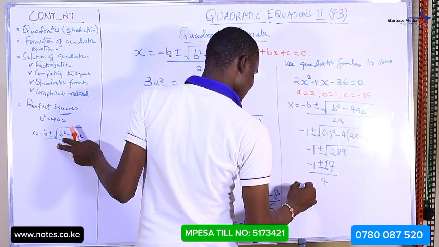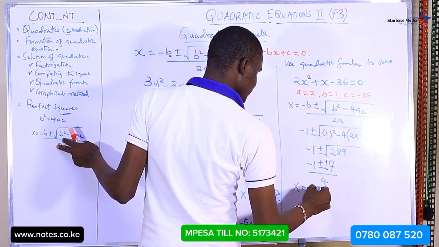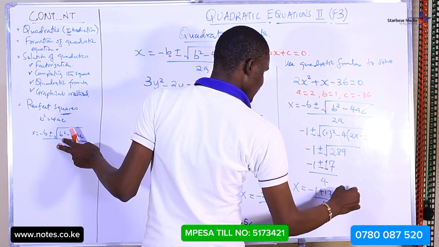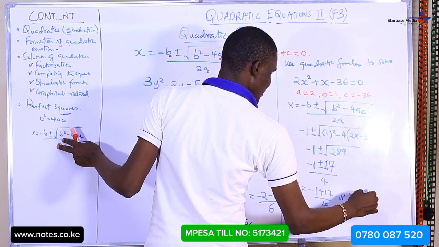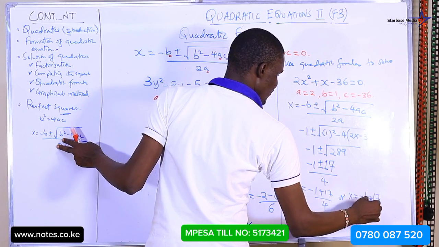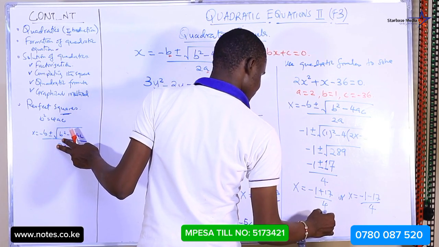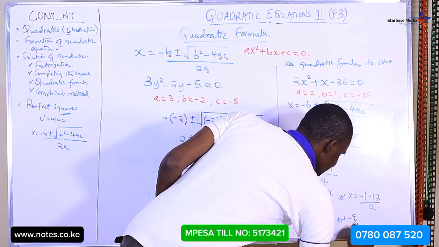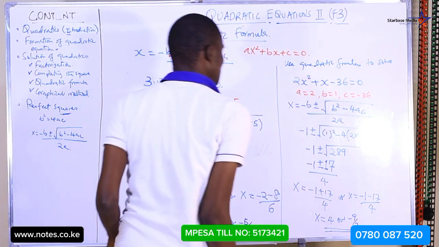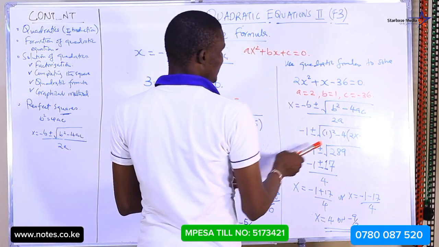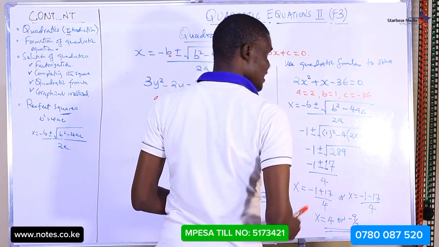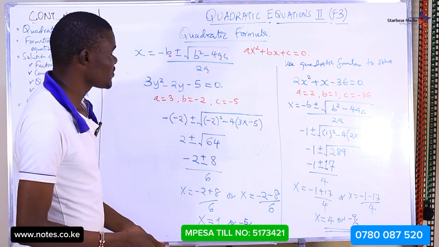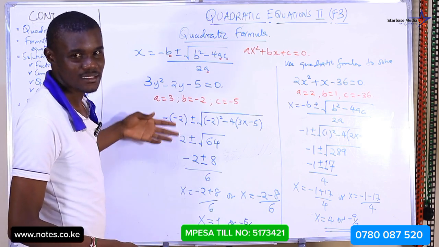So your x can either be negative 1 plus 17 over 4, or x can be negative 1 minus 17 over 4. What is x? Either 4, or negative 9 over 2. So it is easy math, but where students fail is here. They don't put brackets. So they end up getting wrong answers. But if you do it the way I've done, you'll always be getting free marks. These are called free marks.